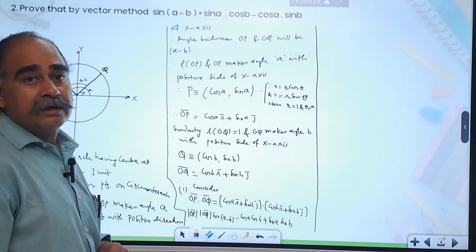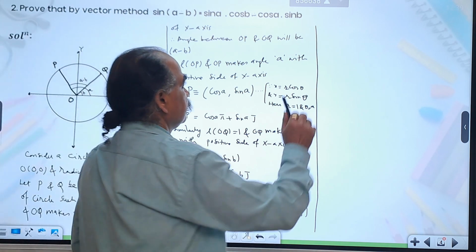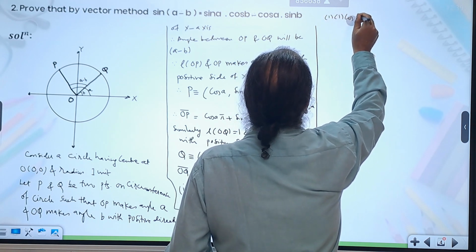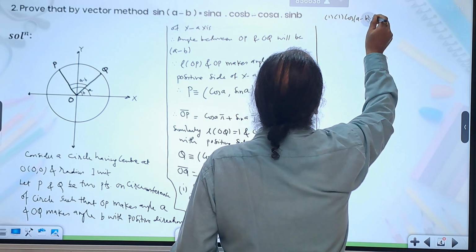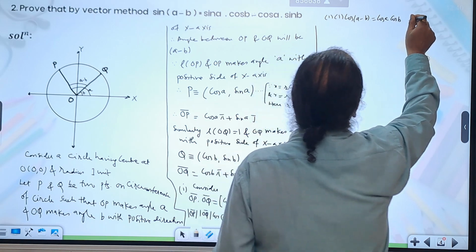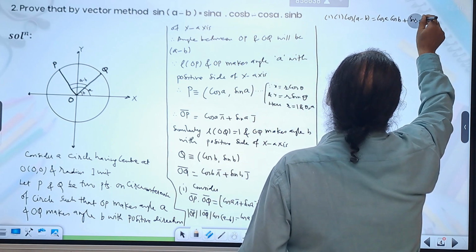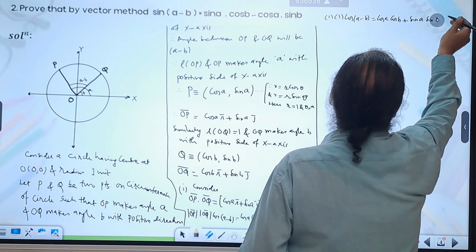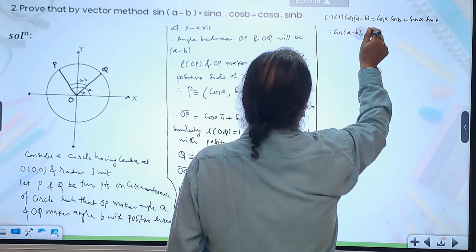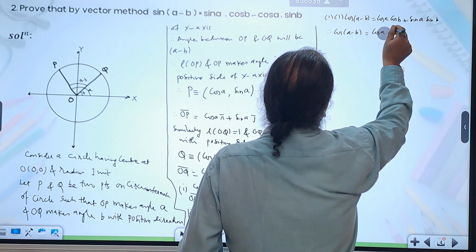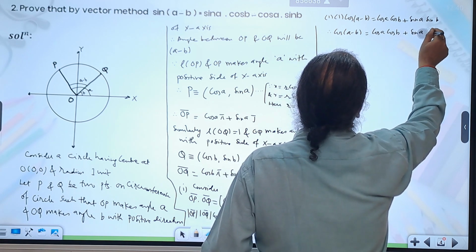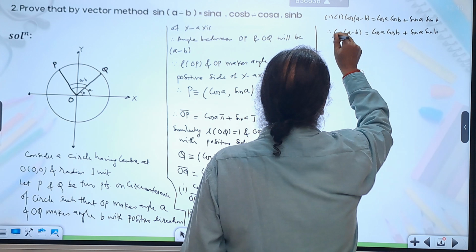OP is what? Unit length. Radius is unit. So 1 into cos A minus B is equal to cos A cos B plus sin A sin B. So cos A minus B is what? Cos A cos B plus sin A sin B.